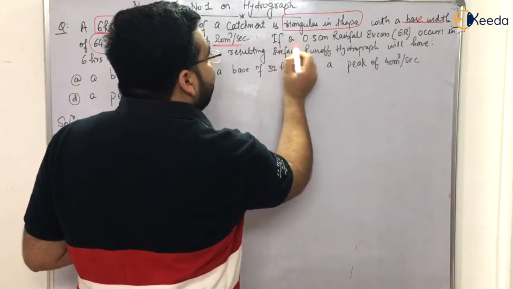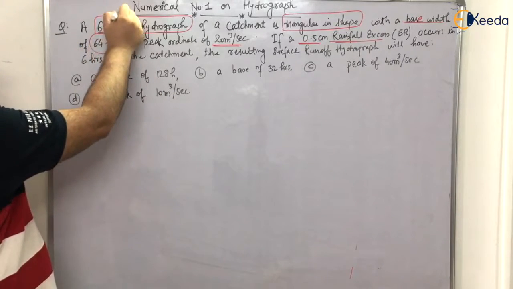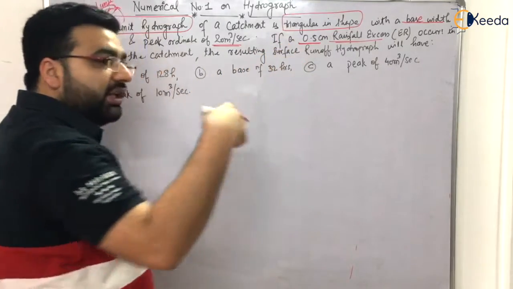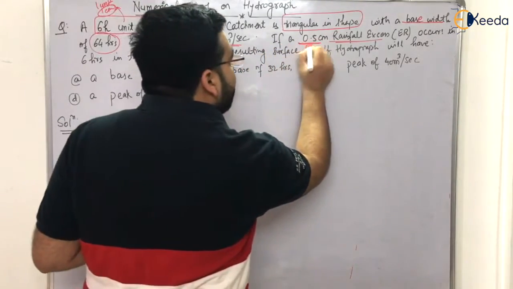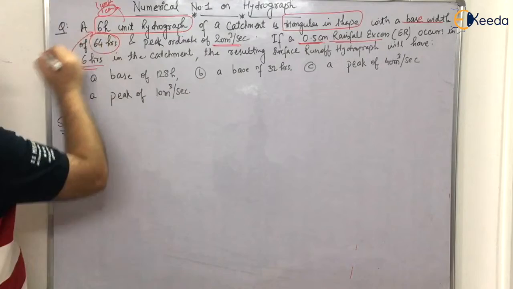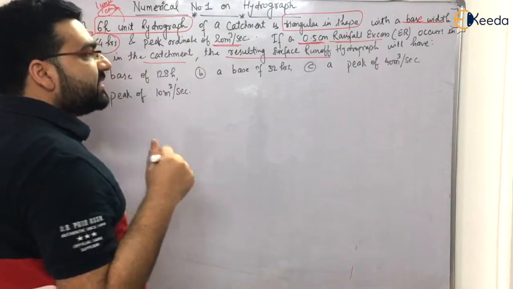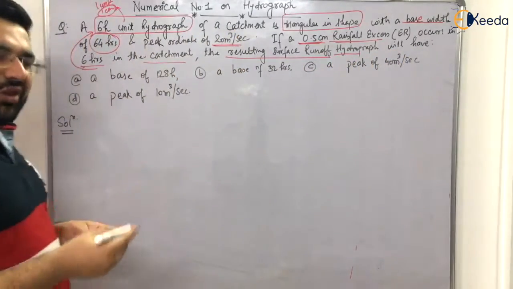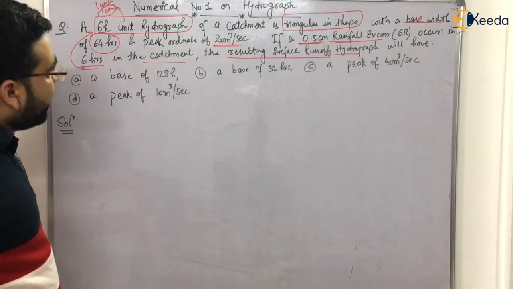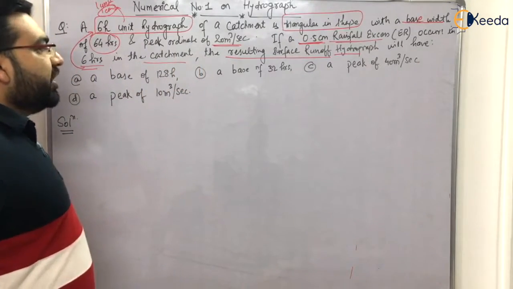Now this was a unit hydrograph. Unit hydrograph means 1 unit, usually 1 centimeter. Clear? But now it has changed the question. It is saying that if a 0.5 centimeter rainfall excess occurs in 6 hours, so we have the same time period of 6 hours in the catchment, the resulting surface runoff hydrograph will have what? So it's a very straightforward question. First of all, a base of 128 hours, a base of 32 hours, a peak of 40 meter cube per second, and a peak of 10 meter cube per second, right?